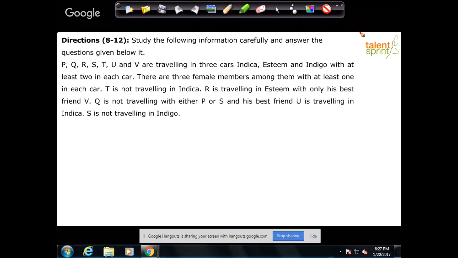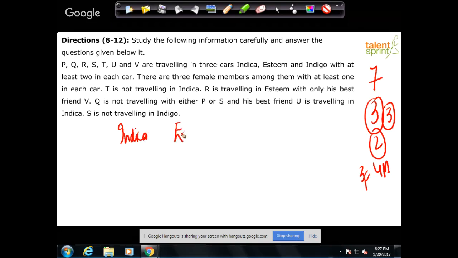Great. Let's chart out the relationships. You must remember that there are 7 people in all. There are 3 cars. There are 2 people in each car, and there are 3 people in 1 car. There are 3 females and 4 males. Basic hygiene of the question. Now let's try and do it. We know that there are 3 cars, boys and girls: an Indica, an Esteem, and an Indigo.